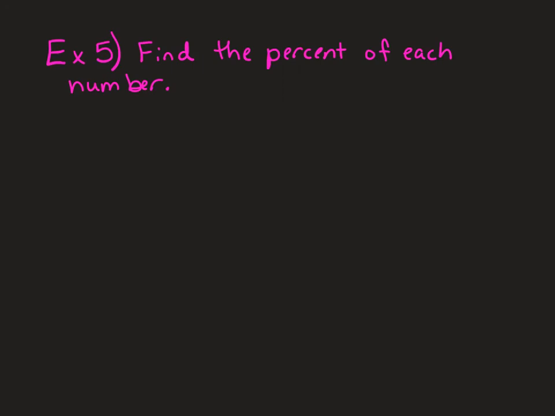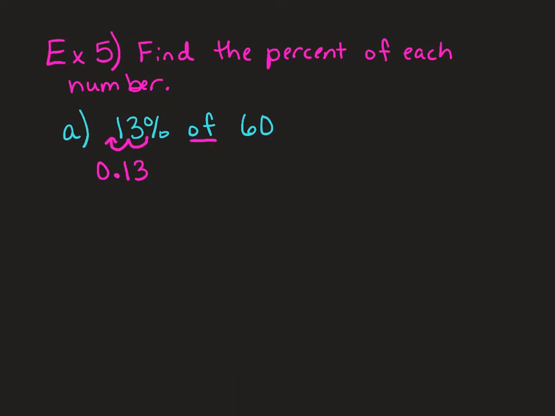Example 5, find the percent of each number. Part A, 13% of 60. Well, we can start by changing our percent back to a decimal. So the decimal was here behind 13 since we didn't see it, and we'll go 2 places left now. So we have 0.13. If you think of dollars and cents, you went from 13 cents to $0.13.